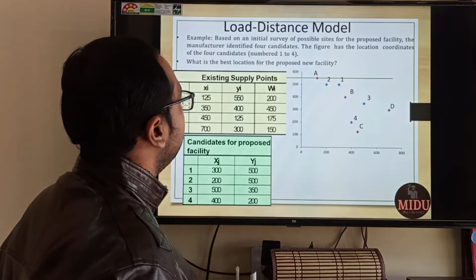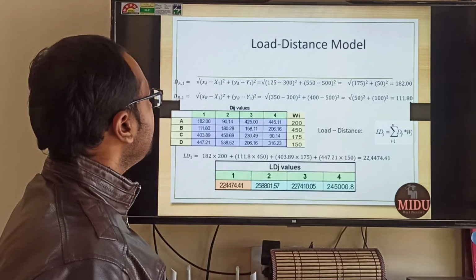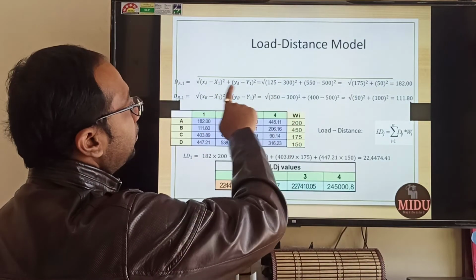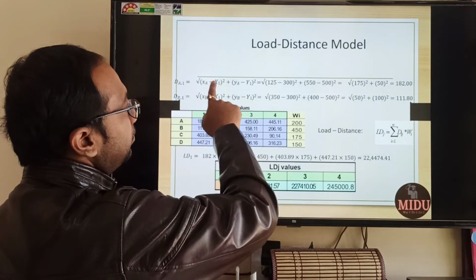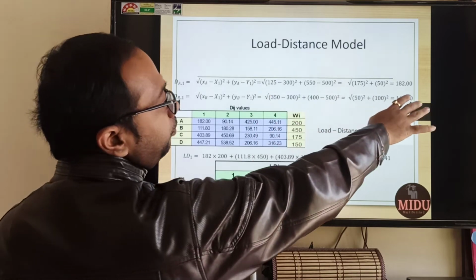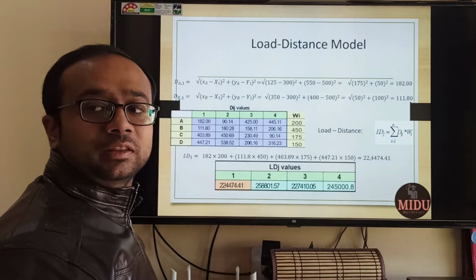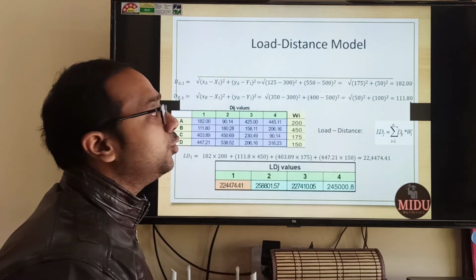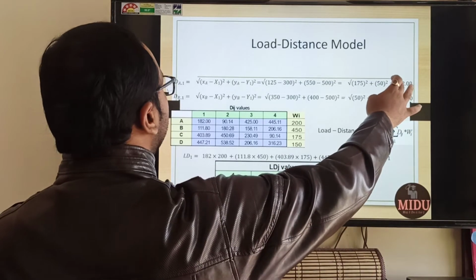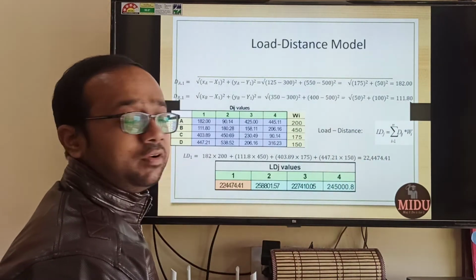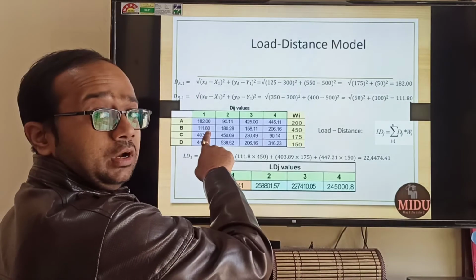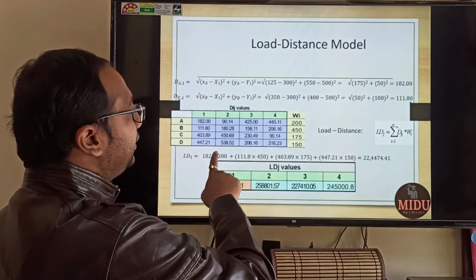Now we do the calculation part. So what is the distance between A and 1? X coordinates difference square plus y difference square, under the root. So this comes out to be 182. Again, this is simple mathematics calculation. If there is any confusion, you can let me know in comment section. I will solve it for you. So like this we calculate demand points of A, B, everything. So A is like 182, B is 111.8, C is 403, like this we calculate.